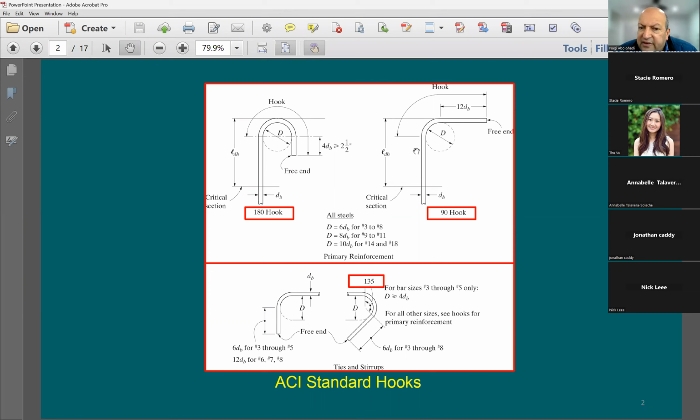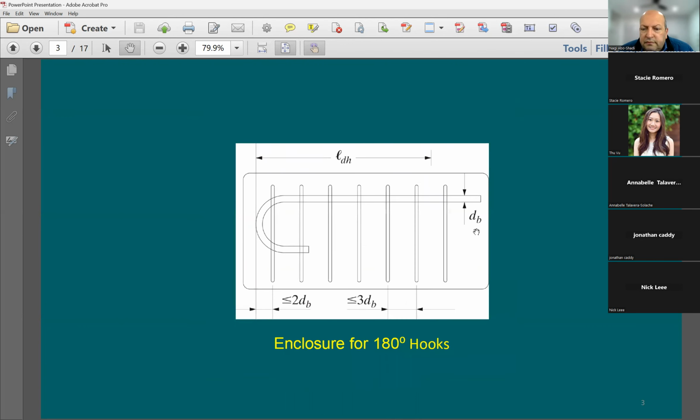We use the same equation for 90 degree, the same for 180, the same for 135. Same equation for the hook. Whether you go with 90, 180, or 135, it's going to be exactly the same equation, LDH. So there's no differentiation in the code when it comes to 90 versus 180. So at the end of the beam, if I have a rebar like this, now I'd like to develop it. Starting at this point, I need to provide LDH. LDH is going to be measured from the end of the hook all the way to the point at which you don't really need it anymore.